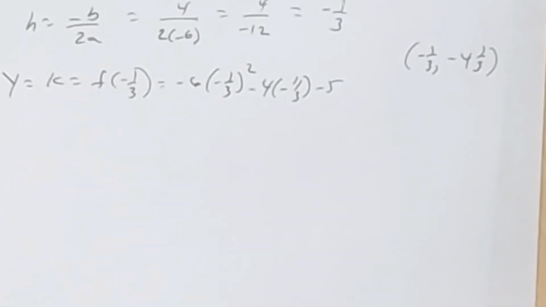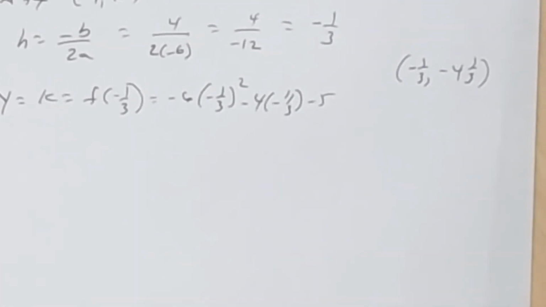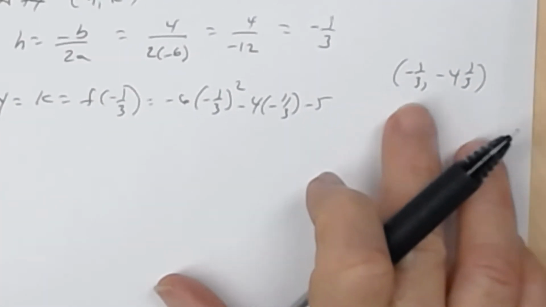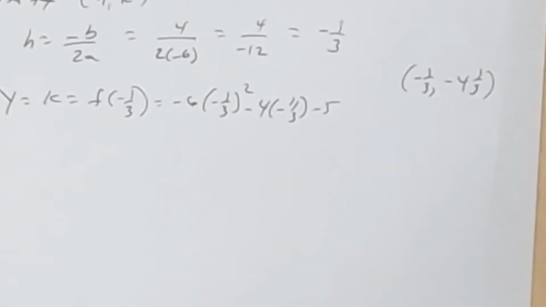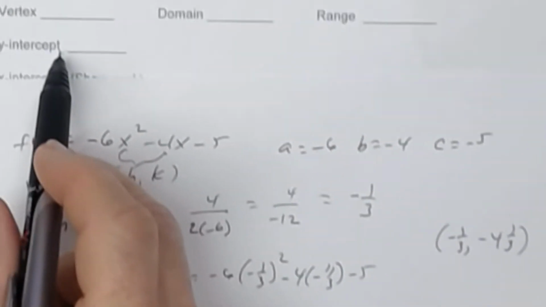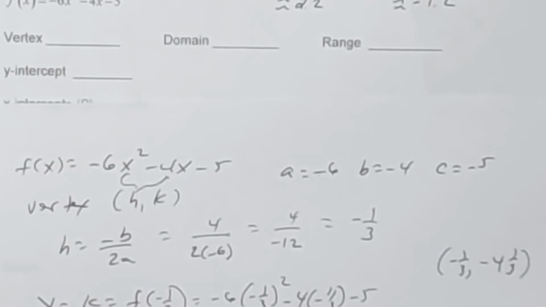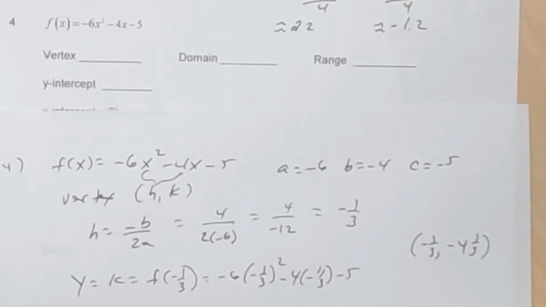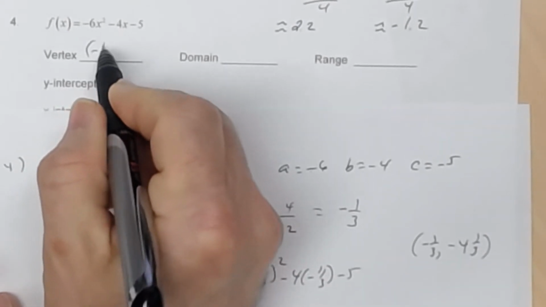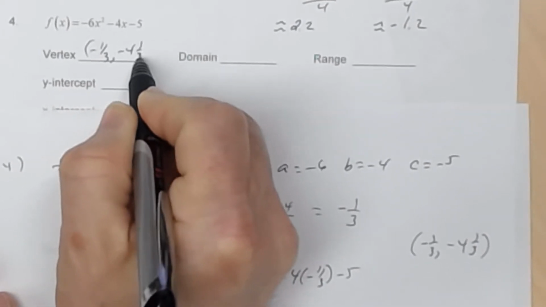All right, so I found my vertex. So my vertex is negative 1/3, negative 4 1/3. So we'll go ahead and write that here. So that's your vertex. I'm going to go ahead and zoom back out. All right, so my vertex is negative 1/3, negative 4 1/3.